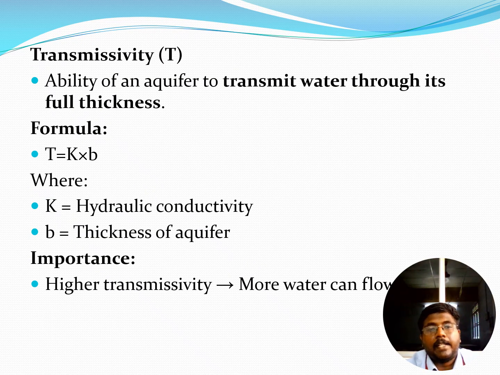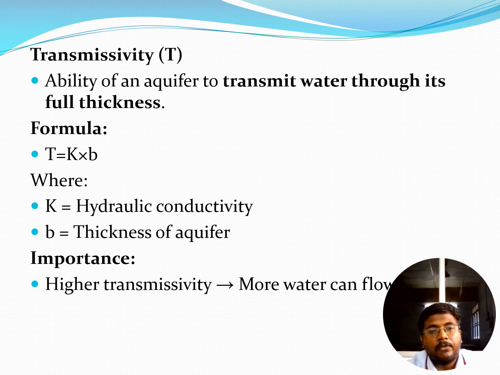Transmissivity is defined as the ability of an aquifer to transmit water through its entire full thickness. It is also defined as the overall capacity of an aquifer to transmit water through its entire full thickness. The direct formula to calculate transmissivity is K times B, where K is the hydraulic conductivity and B is the thickness of the aquifer.